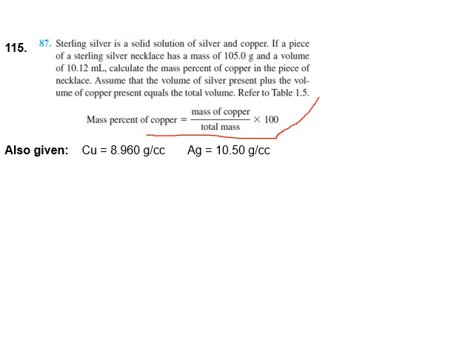The key here, there's a couple of things. First of all, there's only two things in this necklace, silver and copper, so we need to remember that. That means if we add the mass of the silver and the mass of the copper together, we're going to get that. And if we take the volumes and add them together, we're going to get this.